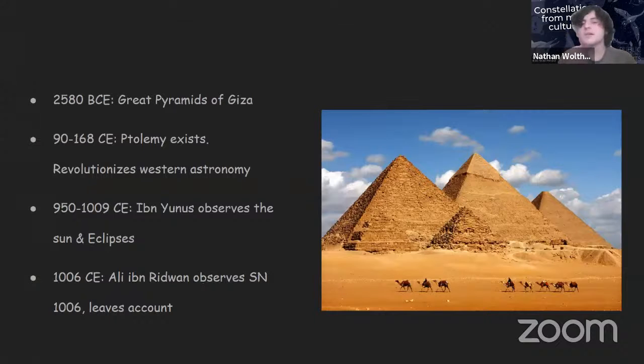Just a brief timeline of what Egypt was able to accomplish in terms of astronomy. By 2580 BCE, they had already built the Great Pyramids of Giza. A really important thing about this is that the sides were all aligned with north, south, east, and west, and they used astronomy to make their measurements. They had an error margin of less than a degree, which is incredibly impressive, especially considering how long ago that was.